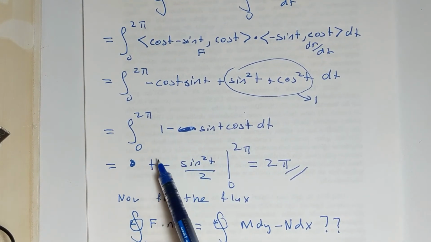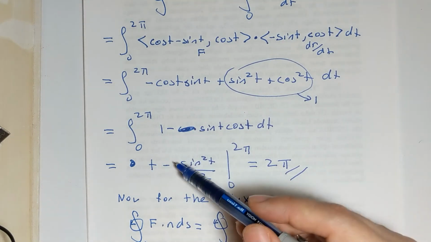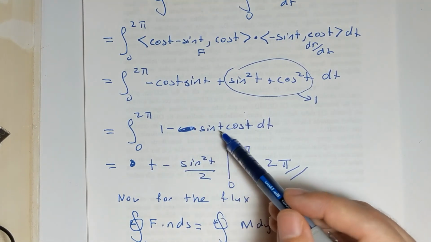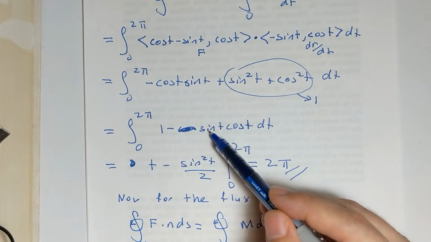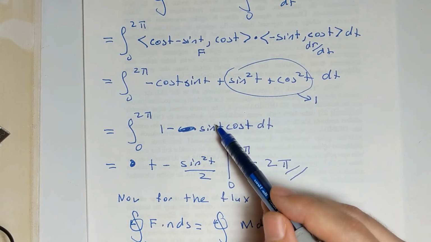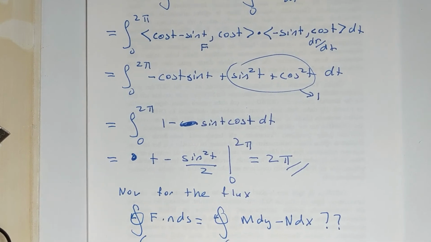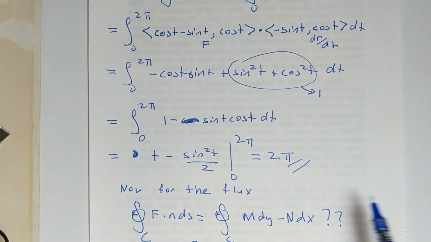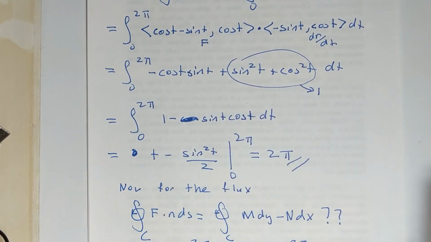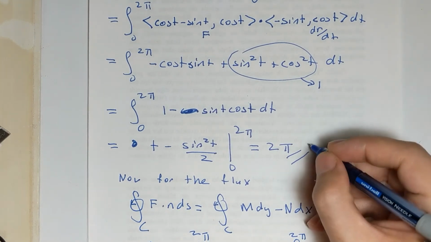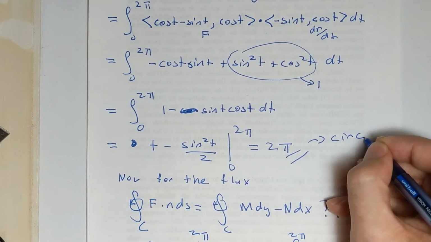So integrate this, you get t minus, this is just a simple substitution, right? If you call sine t u, this is just du, so it's just going to be u squared over 2. In other words, it's going to be sine squared over 2. Evaluate from 0 to 2 pi. Of course, this term is 0. You get 2 pi as the answer. So this is our circulation.